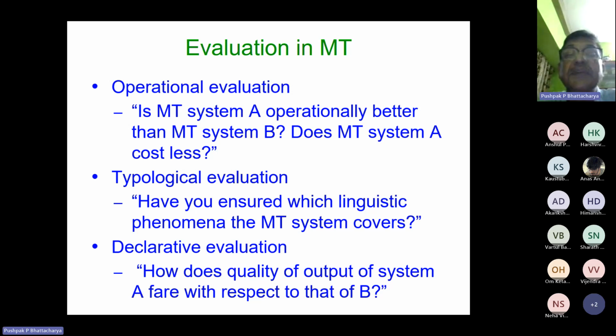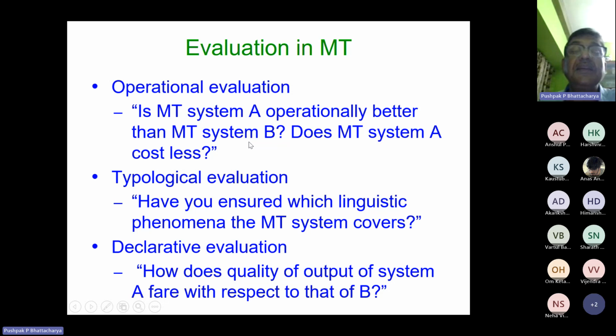Is machine translation system A operationally better than MT system B? Does MT system A cost less? Since machine translation is a very practical field, and there is huge need for translation in all kinds of fields: in parliaments, in legislative assemblies, user manuals, foreign services, diplomacies, tourists, everywhere you need translation.